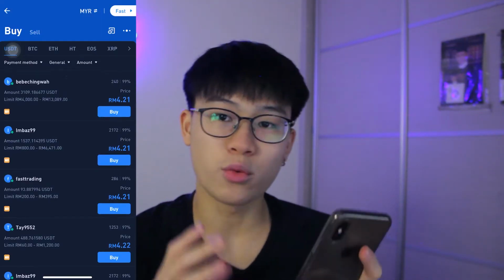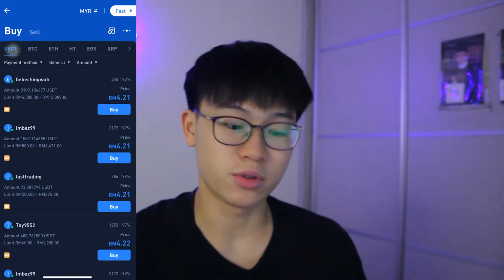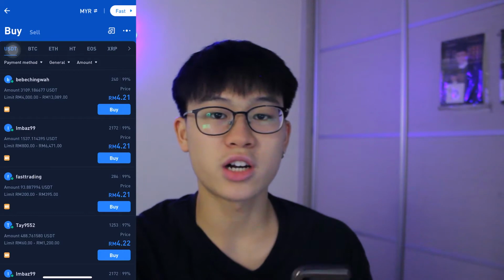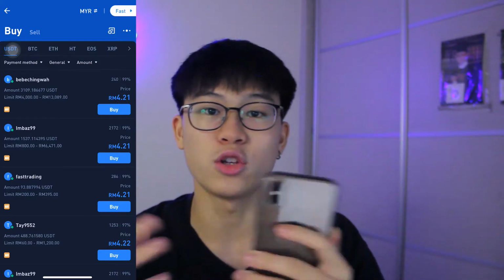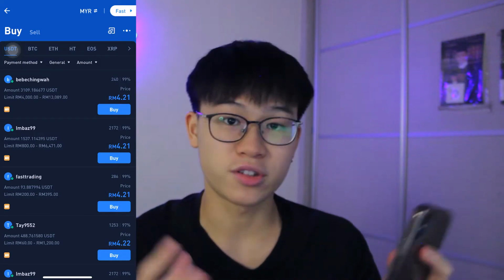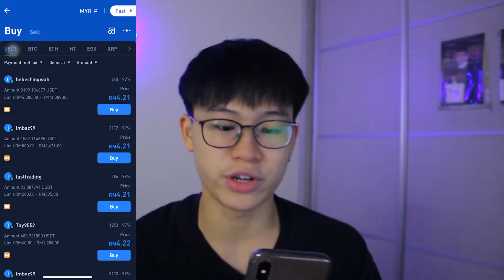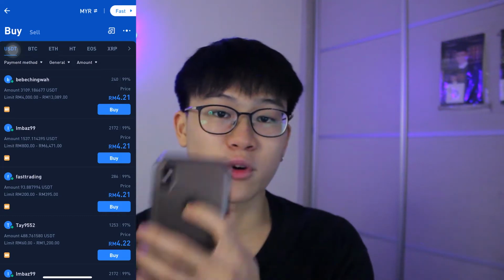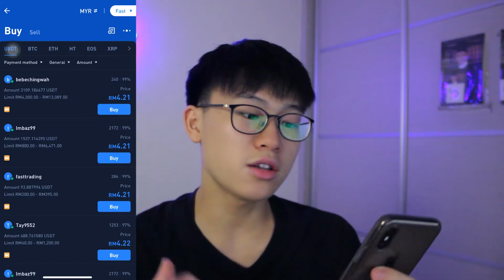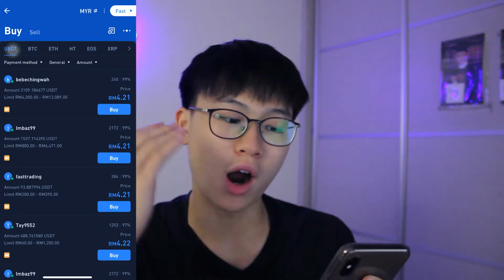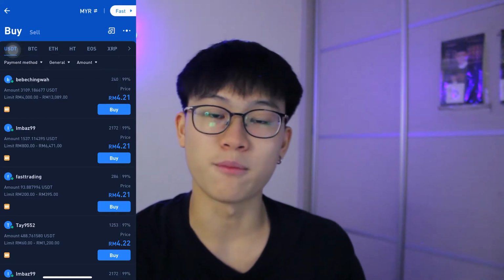Over here is what we call P2P crypto, or peer-to-peer crypto. This is where you can interact individually and directly with the seller of the certain coin that you want to change your money into. For example, 1 USDT equals around 4.2 Malaysian ringgit. So if you want to convert your money from Malaysian ringgit into tethers, which is USDT, then go ahead and look for people who are able to help you convert that certain amount of money.